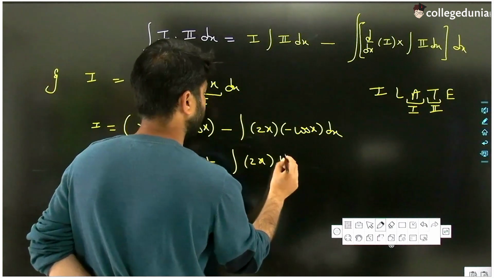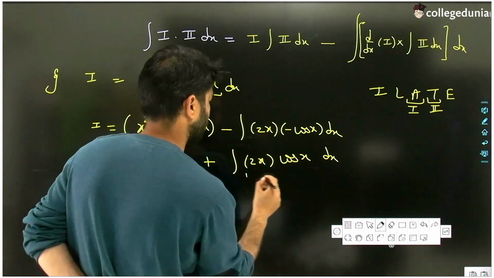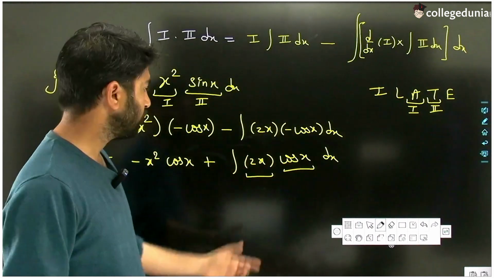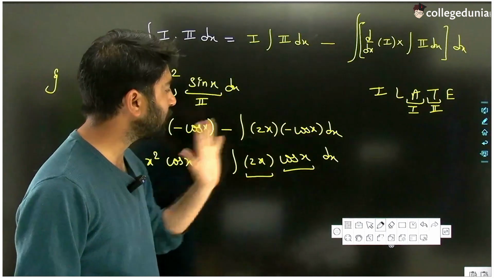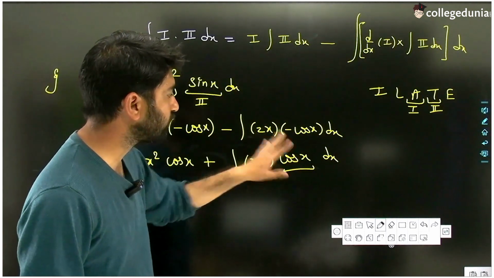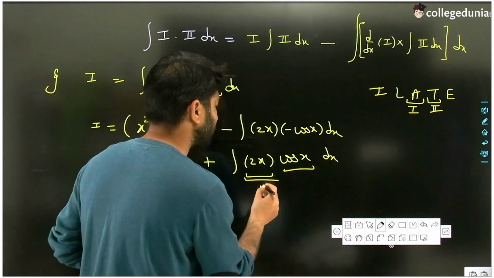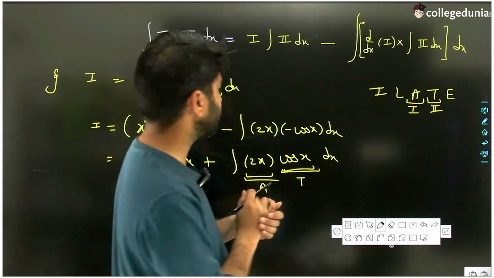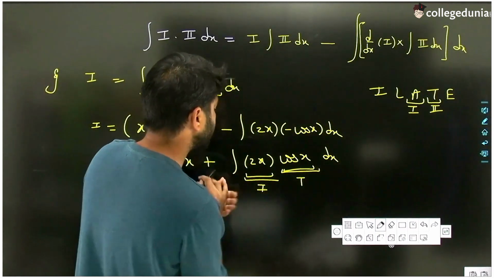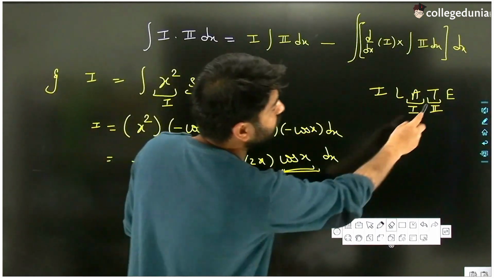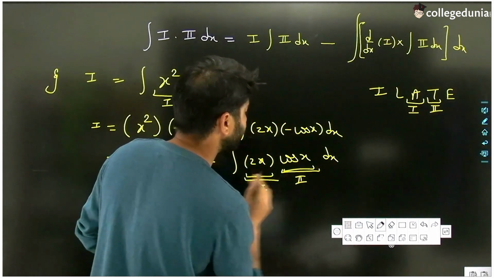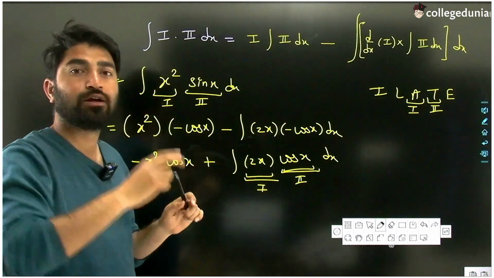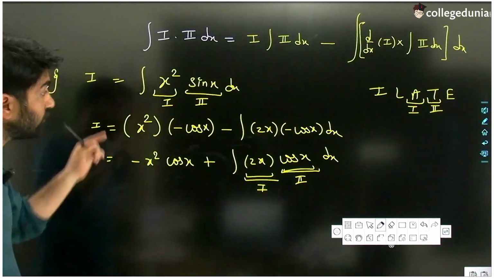2x into cos x. So guys, again there are still two functions in multiplication. The first one is 2x and the second one is cos x. This 2x is again algebra, this is trigonometry. So again, according to Euler's rule, the algebraic function will be treated as the first function, and the trigonometric function will be considered as the second function. In this question the by parts rule is getting applied twice. We are using this rule a second time.